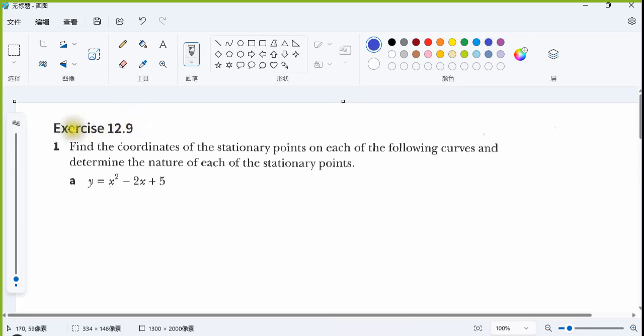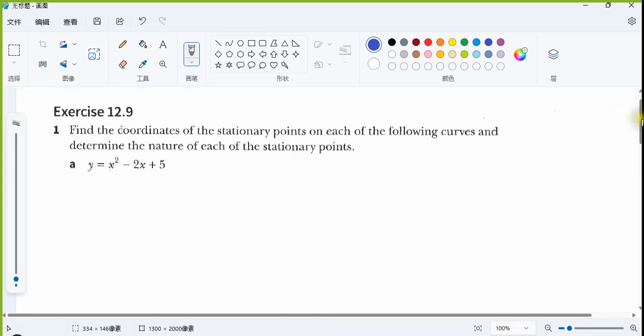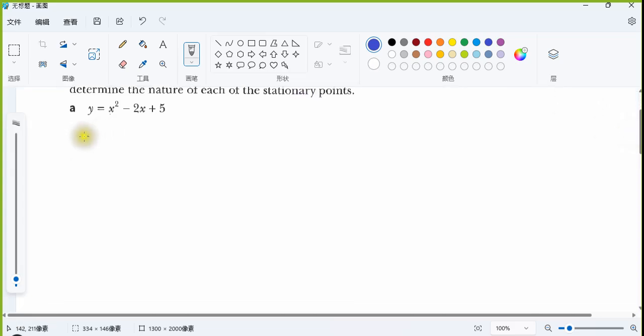Exercise 12.9, question number 1. Find the coordinates of the stationary point on each of the following curves and determine the nature of each stationary point. So dy/dx will be 2x minus 2. Then the second derivative is 2.